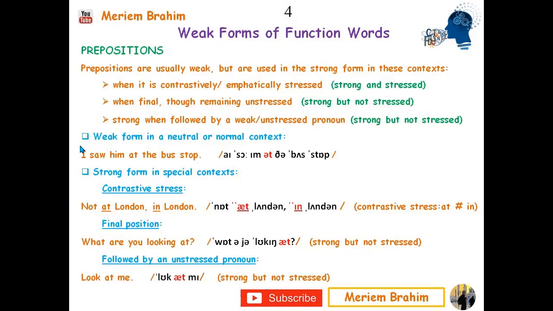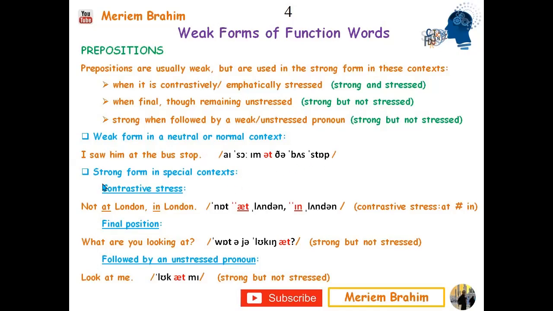So we start with an example of a weak form in a neutral or normal context of preposition. So, I saw him at the bus station. Here we have the preposition "at", and it is weak in a normal context. Of course, the pronoun and the article here are weak as well, but because we are talking about prepositions, we focus on the preposition "at". So this is a neutral context.